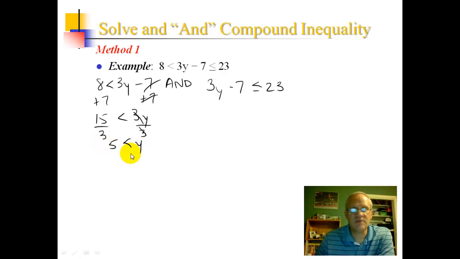Now it's backwards, so what I'm going to probably do here to make it a little more clear is I'm going to write, since y is on the big side there, I'm just going to write the y first. Y is greater than 5. That's the same thing. And then we do the same steps over here.